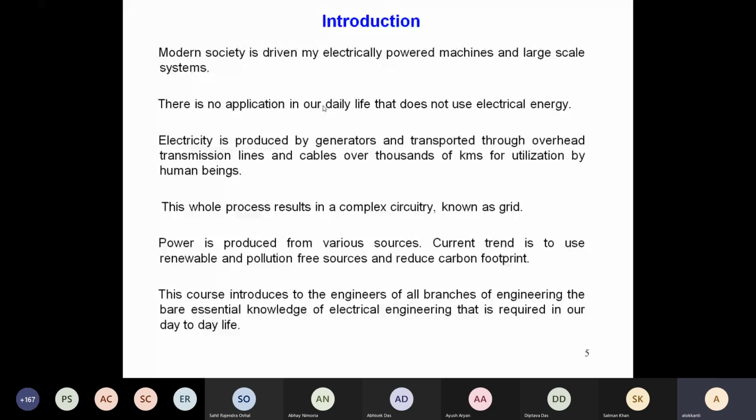If you burn fossil fuel, if you burn coal, or if you burn gas, basically we are producing CO2, which is actually polluting the atmosphere, which is polluting the ozone layer and everywhere.